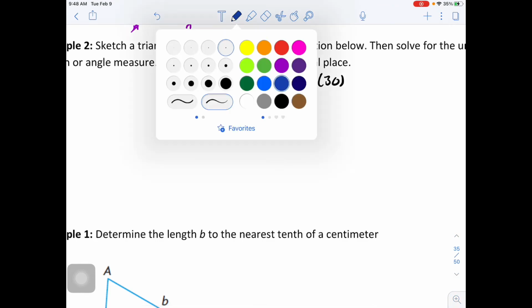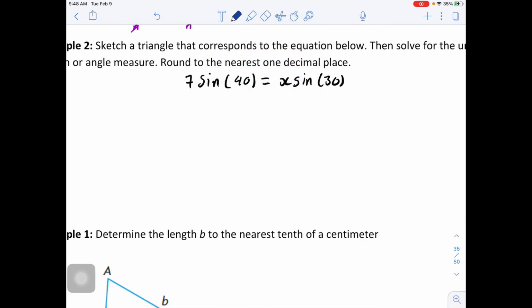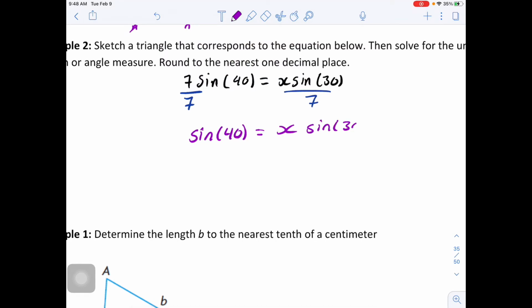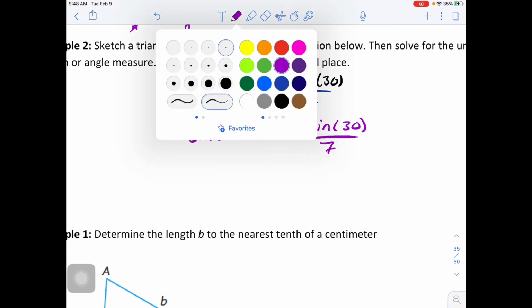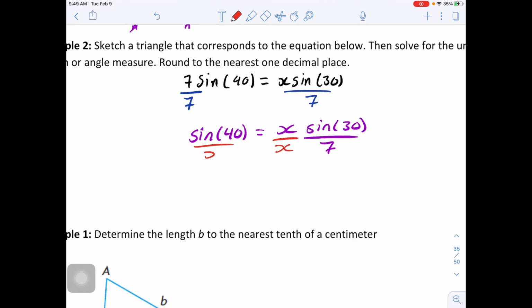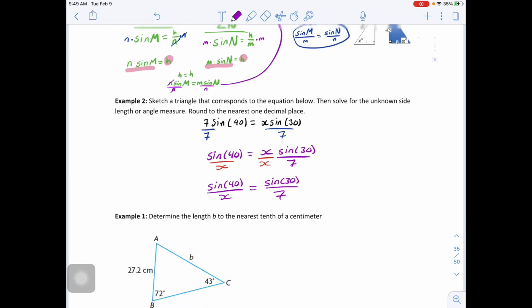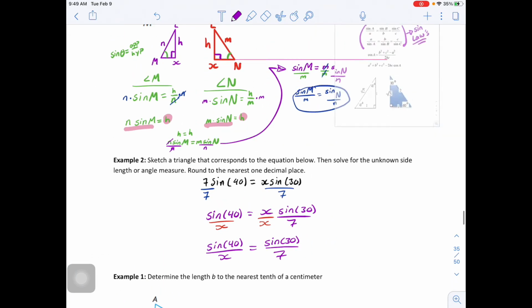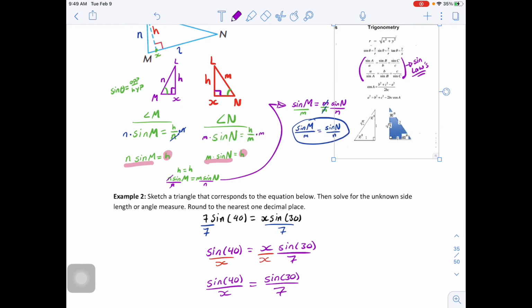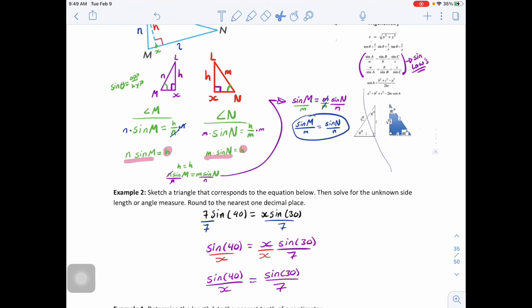So 7 times sine 40 equals x times sine 30. So what can we do here? What we can do is rearrange this. I'm going to divide both sides by 7, and I'm going to get sine 40 equals x sine 30 over 7. And then I'm going to divide both sides by x. And I will get sine 40 over x equals sine 30 over 7. And now hopefully we can see we're dealing with a ratio here.